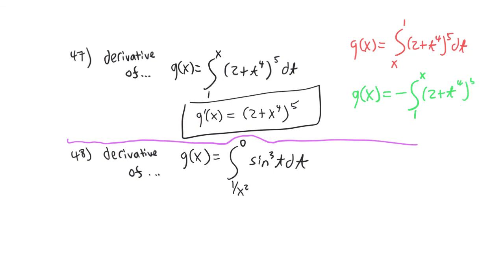And then you would go through the exact same process, only it would be negative 2 plus x to the 4th raised to the 5th.